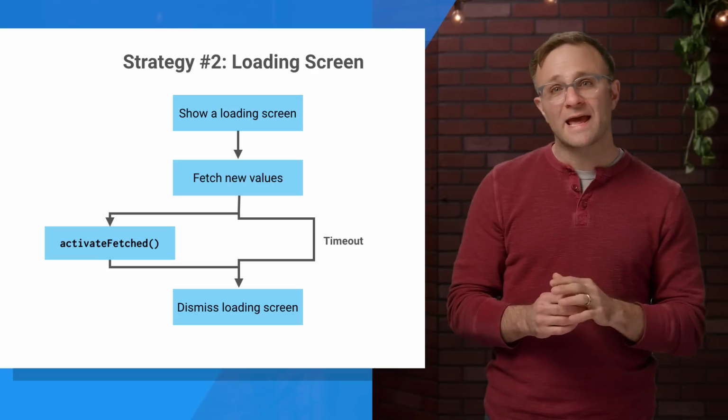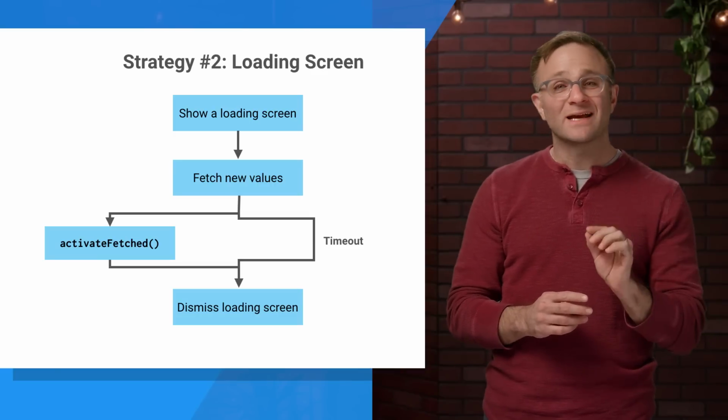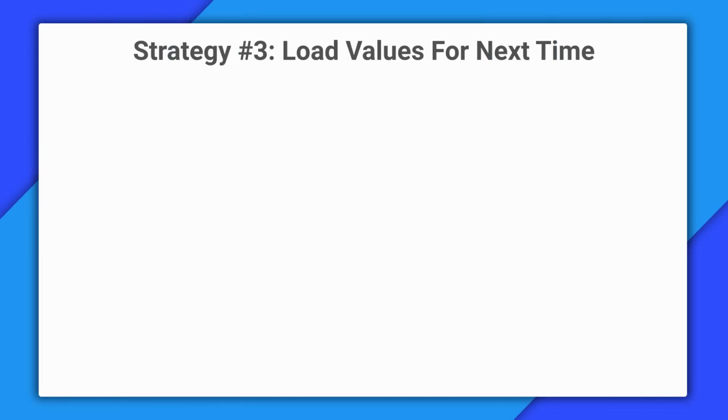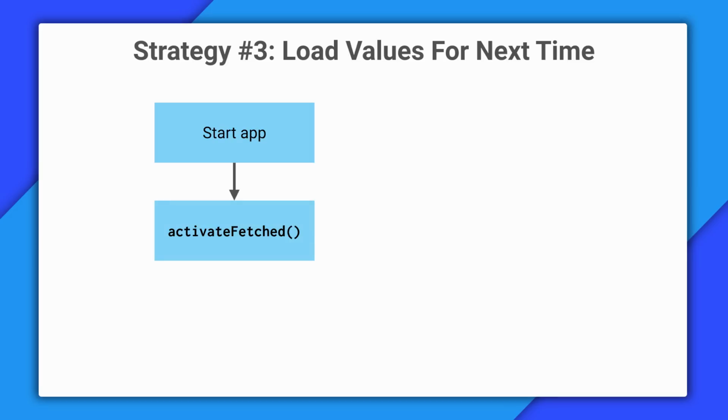But if you don't already have a loading screen in your app, there's another technique I like even better, which sounds a little non-intuitive at first, so bear with me. It's the load up values for next time strategy, and here's how this works. When you start up an app, you immediately call activate fetched, and this would apply any old values you've downloaded from the cloud in a previous session and is nearly instantaneous. Then your user can start using your app like normal.